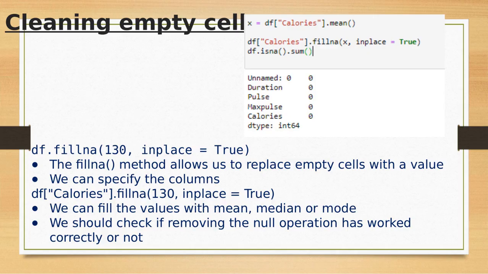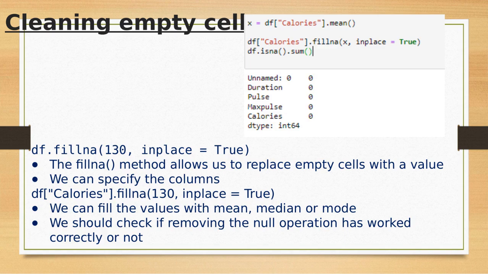In practice, replacing every missing value with the same constant is not usually recommended. A better approach is to calculate a representative value from the data. In this example, we first calculate the average, the mean, of the calories column. Then we replace every missing value in that column with the calculated mean.